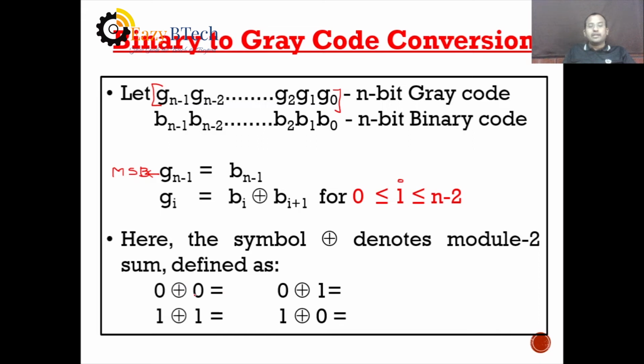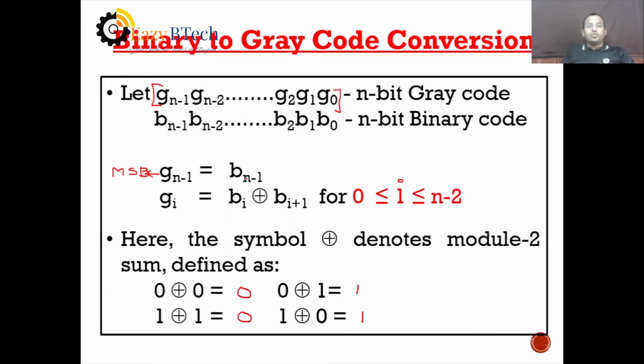If you add the same two bits, 0 modulo 2 sum 0 is 0, 1 modulo 2 sum 1 is also 0. But if you do the modulo sum between two different bits, either 0 and 1 or 1 and 0, it will give you 1. So we will use this while converting a given binary to gray or gray to binary. So this is the procedure.